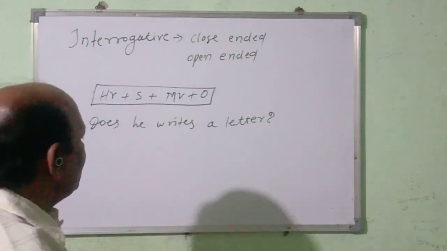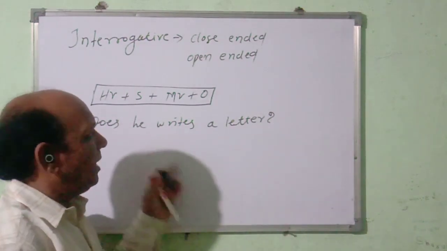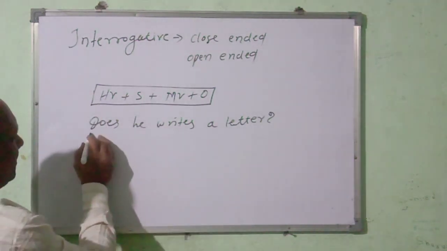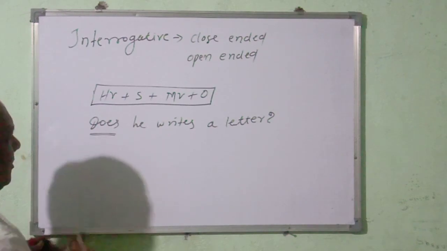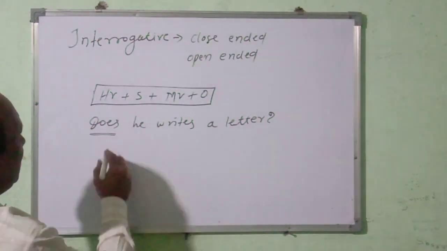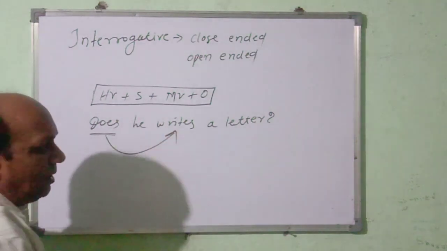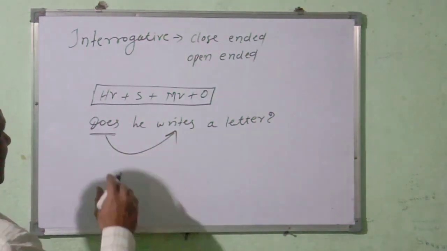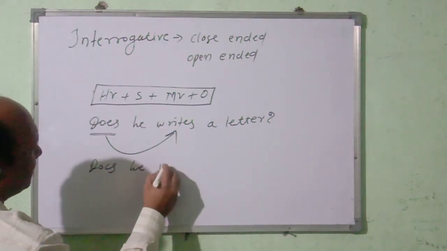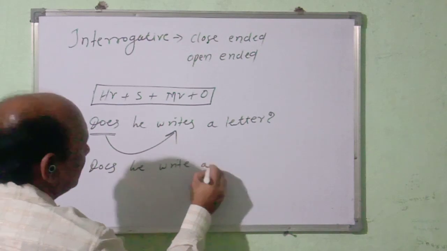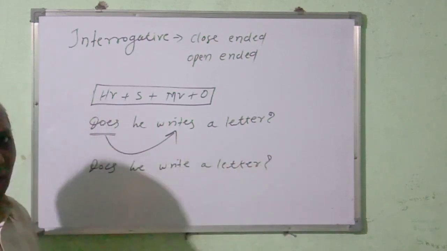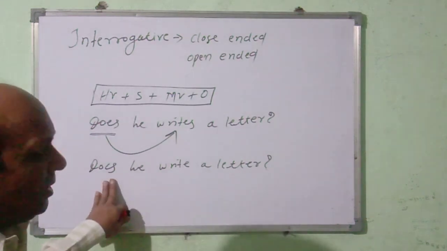Now, in our previous lesson, I have made it clear that when you are adding s or es with the first verb, there is no need to add s or es with another verb. So what is the correct sentence? Does he write a letter? Are you getting it or not? This is the close-ended question.